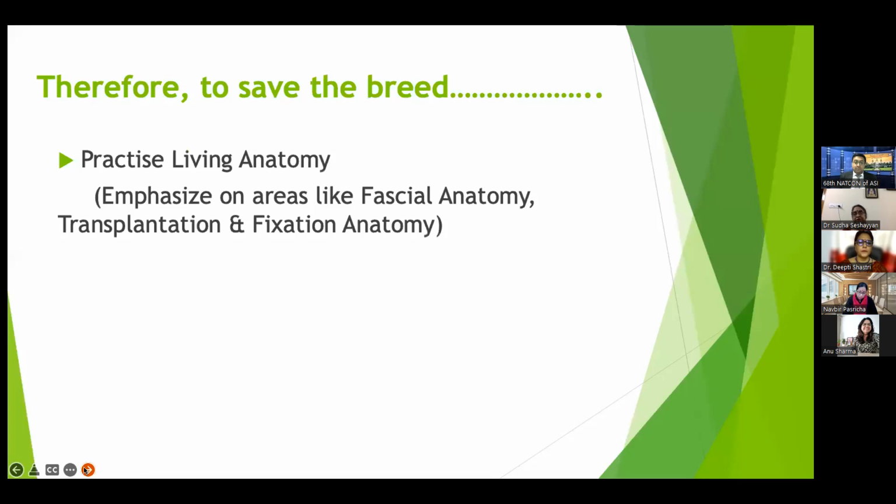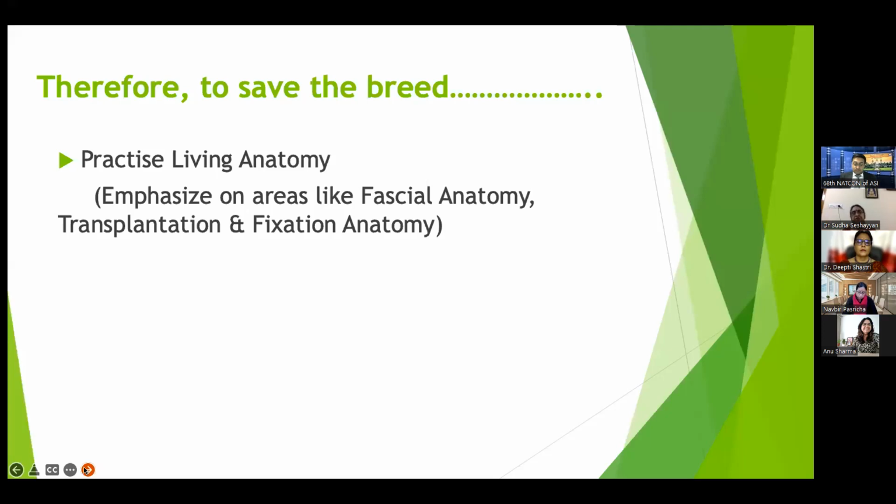Practice living anatomy. I have been an anatomy teacher for about 3 decades of my life. And I think we have come to a stage where we can no longer be teaching whatever has been there in the older textbooks. We would have to emphasize areas like facial anatomy, fixation anatomy. So many cosmetic procedures have evolved in the last 1 decade, and we find fascia plays a major role in these cosmetic procedures. Take fascia from somewhere and put it in another place to build an appearance.